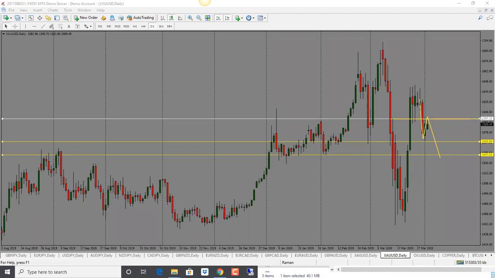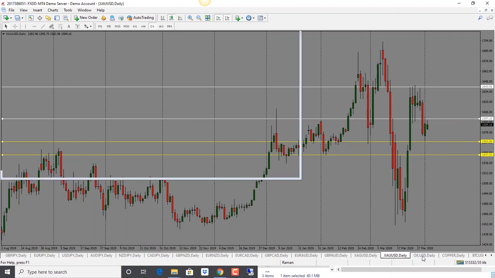The decision really would be based on the 1600 level. If price stays below 1600, I would look for a further drop towards 1565 and then potentially 1550. But for now, we'll have to see how this goes. But if it does go through this 1600 level, then we could see price go all the way into the high. So that's why this 1600 level is very important for gold. So right now, bias is neutral.